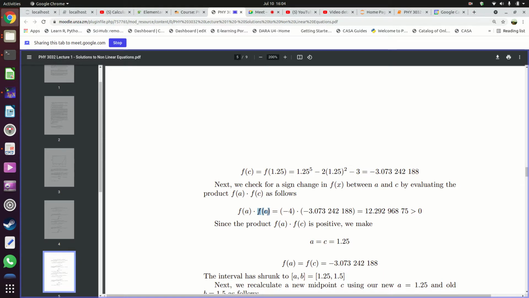Then C is 1.25, and f(C) is what we have found here. So that's minus 4 times what we have there, and this whole thing comes out to be 12 point something, which is greater than 0. So when you multiply f(A) times f(C), what you get is a positive number. Are we clear? Yes. This positive number means that there is no solution between A and C.